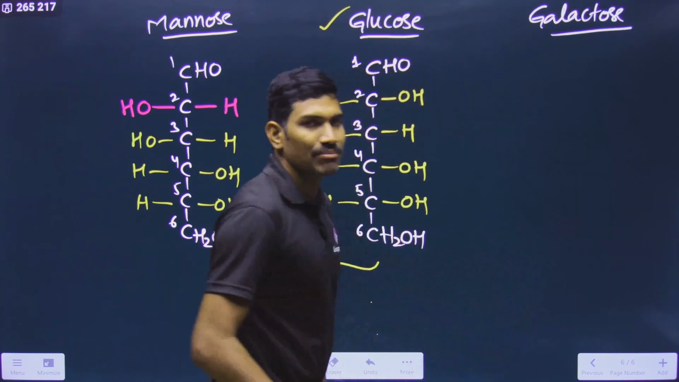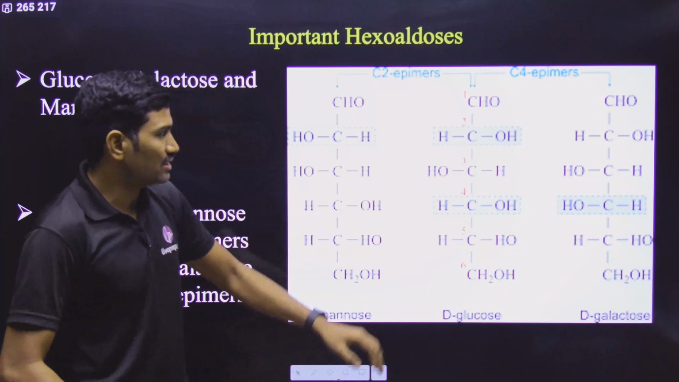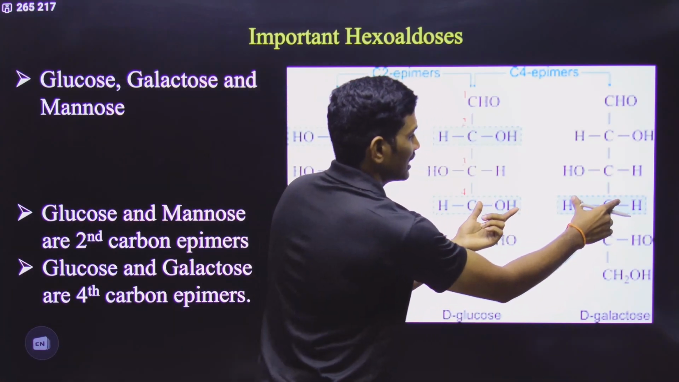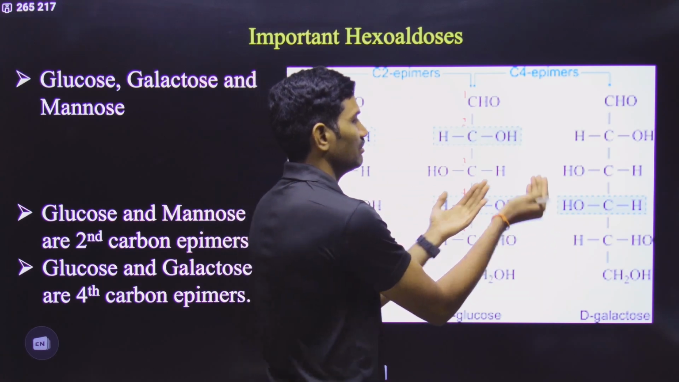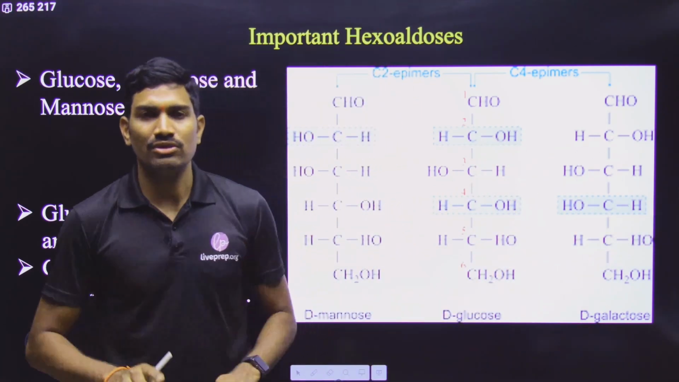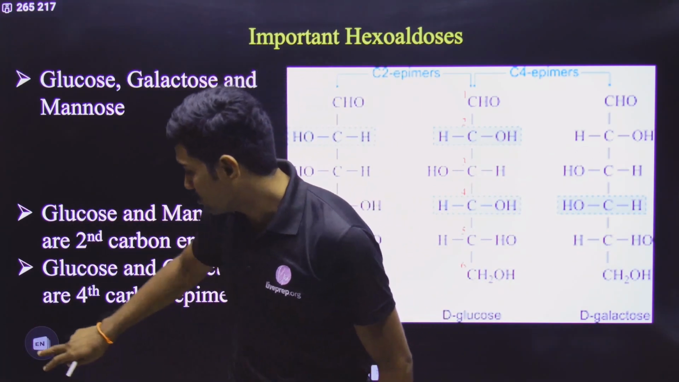Here also we will compare with respect to the glucose. Now you can see it. In the case of glucose, what they are saying, at the fourth carbon there is a difference. Yes or no? Here OH on this side, H on this side, but here it is reversed. Only at the fourth carbon. Remaining all are exactly like a glucose.